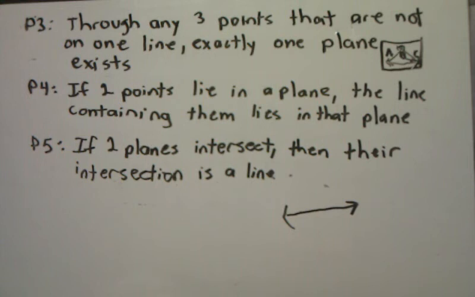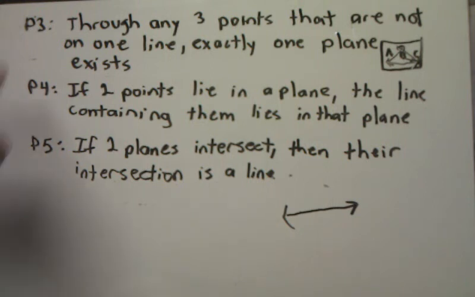Okay, let's look at number 3. Select the postulate that states a line is determined by 2 points. I think I just told you that one. Postulate 2: through any two different points, exactly one line exists.